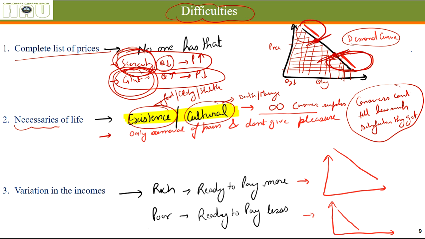As compared to the prices, there are some economists who say that necessaries of existence and cultural necessaries only remove the pain, the burden of people. They don't give any pleasure, they don't give any kind of satisfaction. So the concept of consumer surplus as it is cannot be related to these types of goods, necessaries of existence and some cultural necessaries.